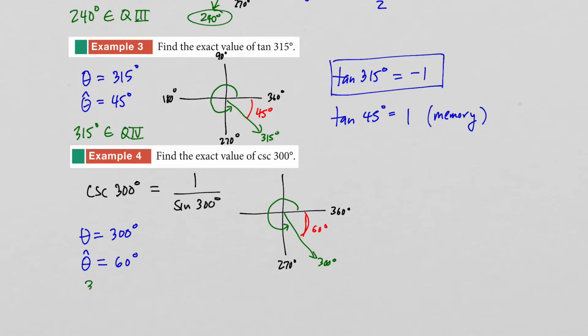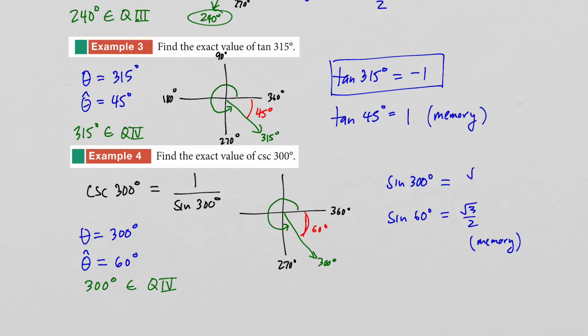So we'll once again notice that 300 degrees belongs to the fourth quadrant. And to find the cosecant of 300 degrees, I have expressed it using sine of 300 degrees. So to get the sine of 300 degrees, that's going to be pretty much the same as sine of 60 degrees. Sine of 60 degrees is the square root of 3 over 2. Again, this is from memory, hopefully.